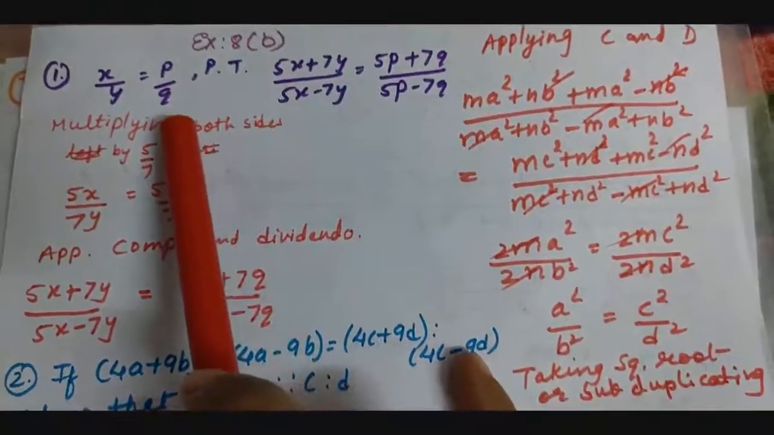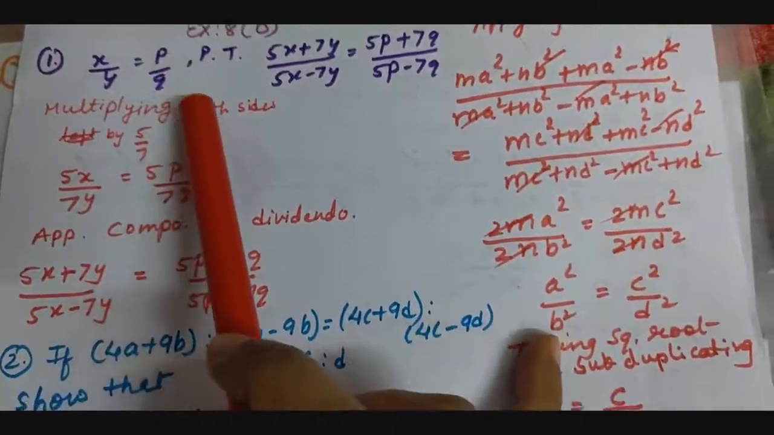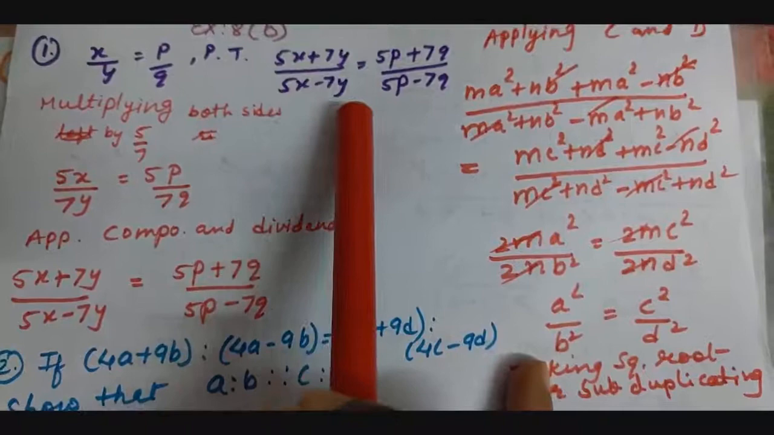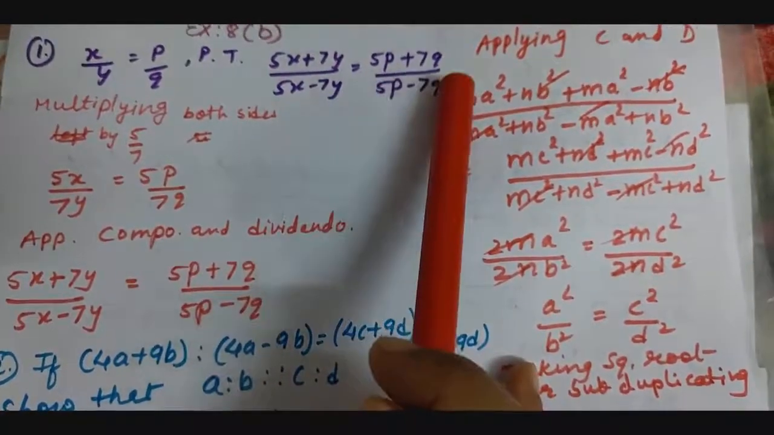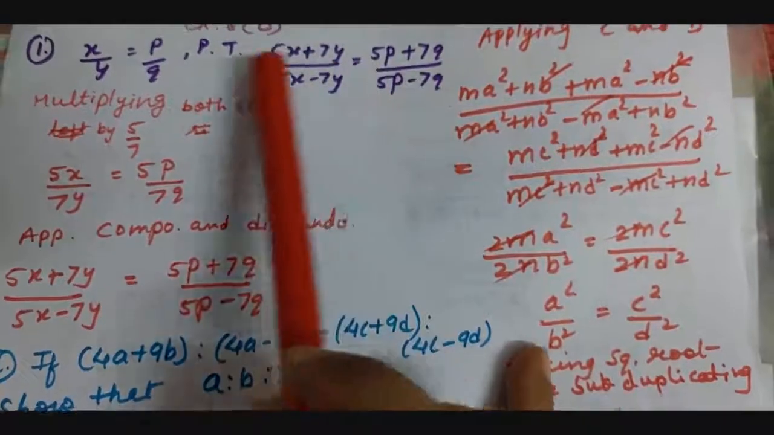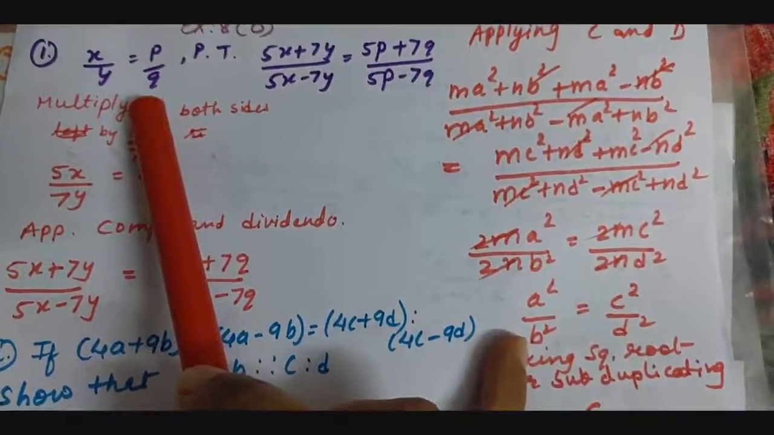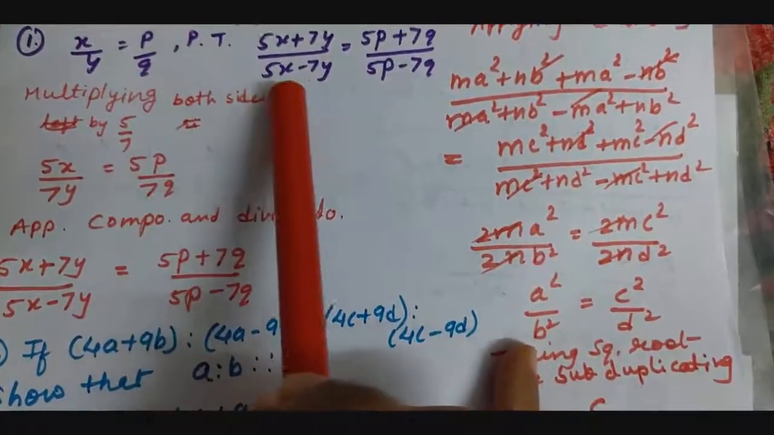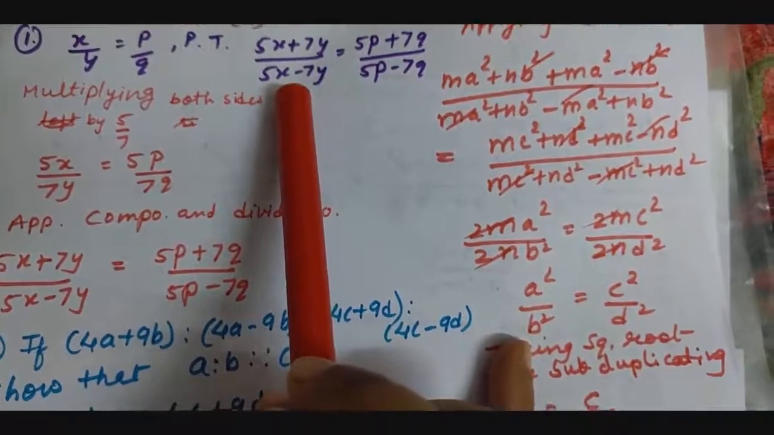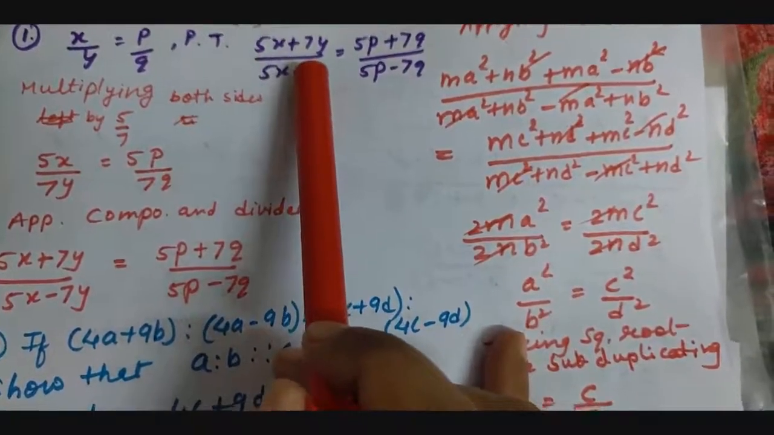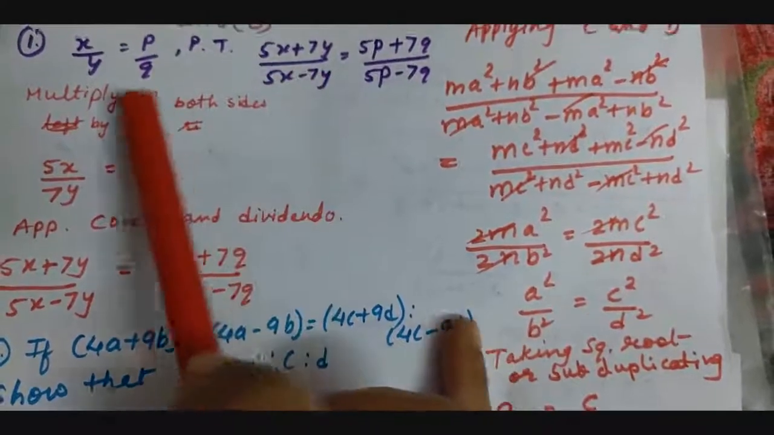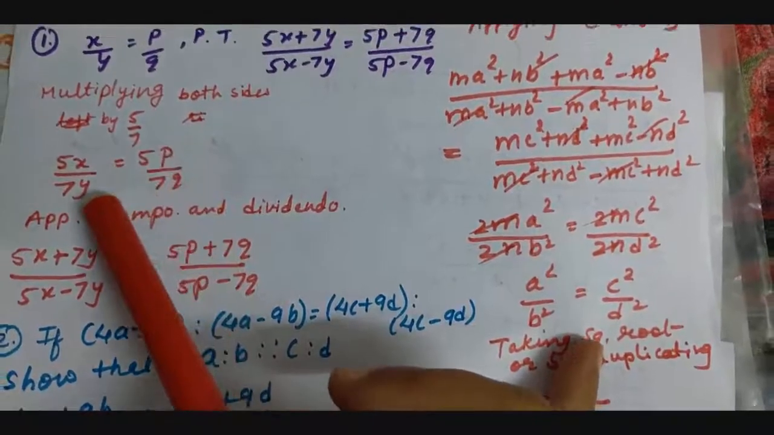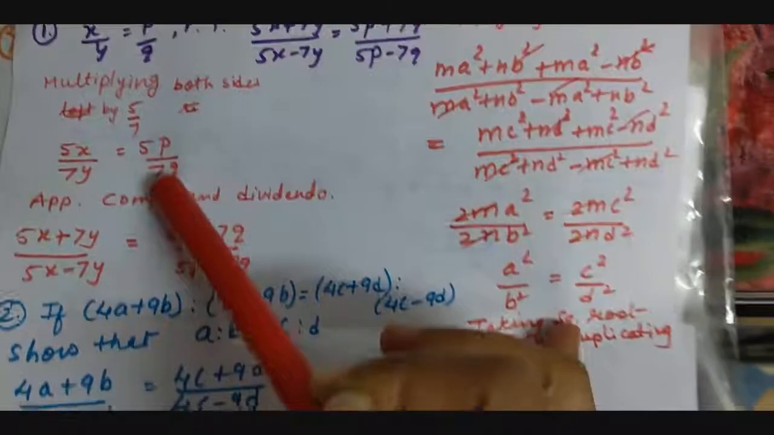The first question here is x by y is equal to p by q. Prove that 5x plus 7y upon 5x minus 7y is equal to 5p plus 7q upon 5p minus 7q. Now here you have to observe the question first: the ratio given is x by y is equal to p by q, but the answer they ask for is in 5x and 7y. So from where do we get this 5 and 7? By multiplying both sides by 5 by 7.